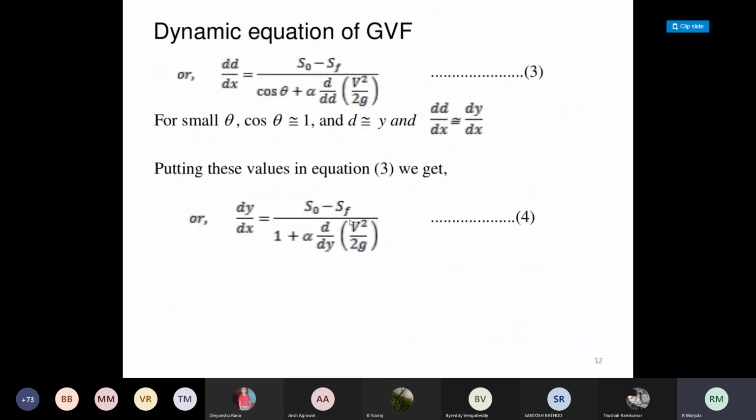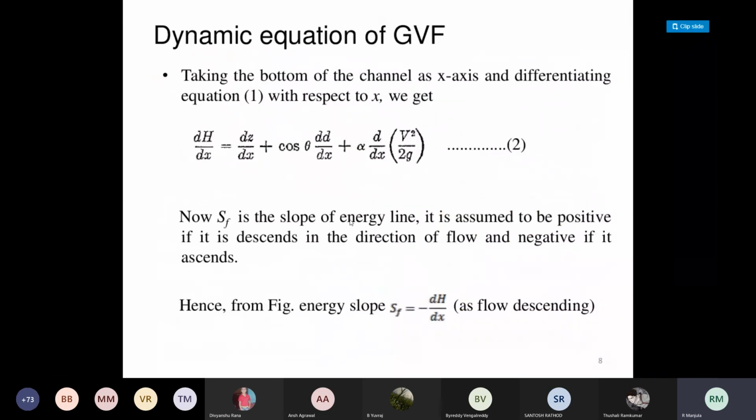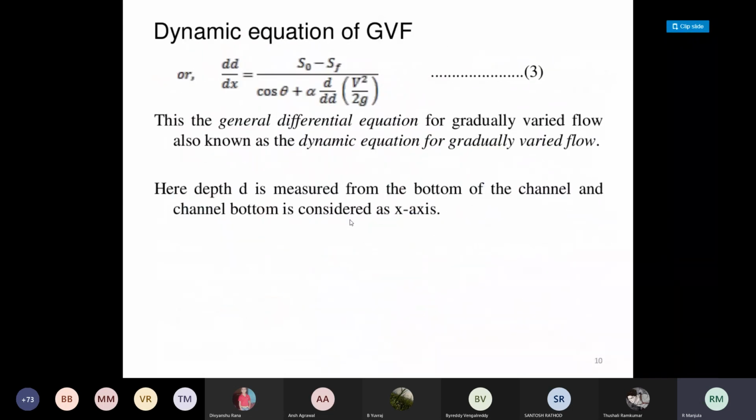For that, please remember this equation. It is actually more important. For gradually varied flow, this equation is what is used for the profile. The water surface profile has been derived only from this equation. So this is the dynamic equation of gradually varied flow, which has been used for the classification of water surface profiles.